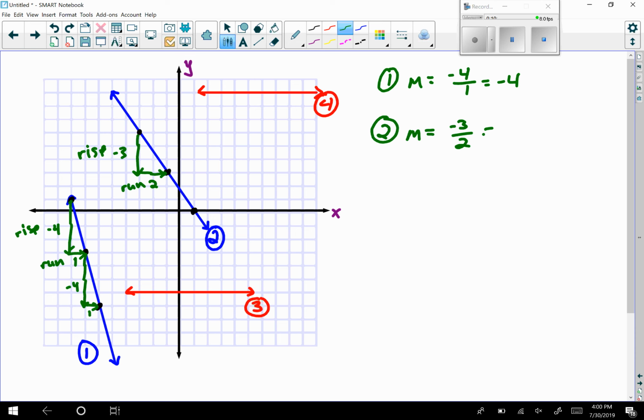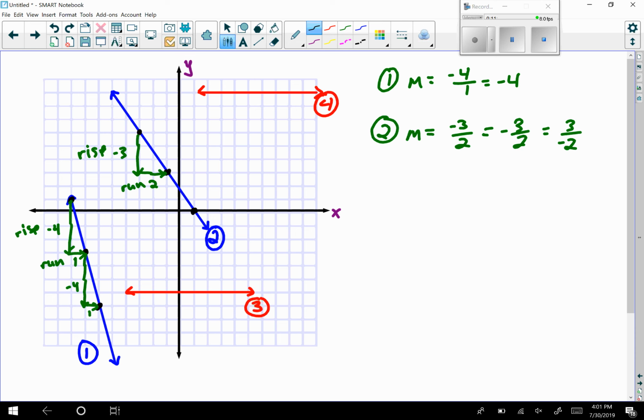It could also be written as -3/2, where the negative is sort of in the middle of it, or technically we could say 3/-2. As long as we have a negative somewhere out in front, it will be correct. But again, both of these lines are going in this downhill direction from left to right, so we would say that we have negative slopes for both of those.